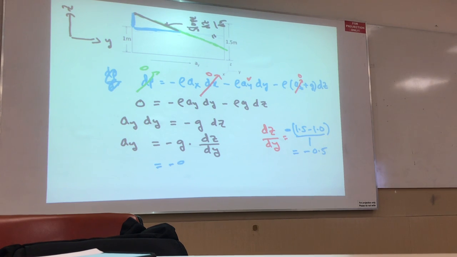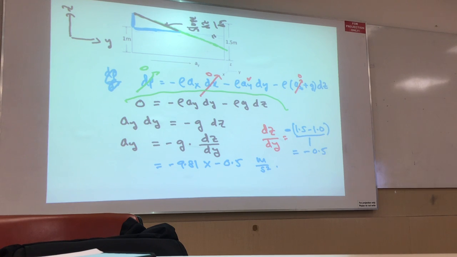So minus 9.81 times minus 0.5 is the answer. Meter per second square. Done. Understand? This is the way you can solve. Start from the basics. If somebody starts from here, you don't understand. What happens?